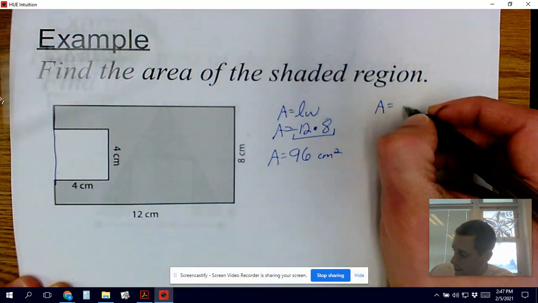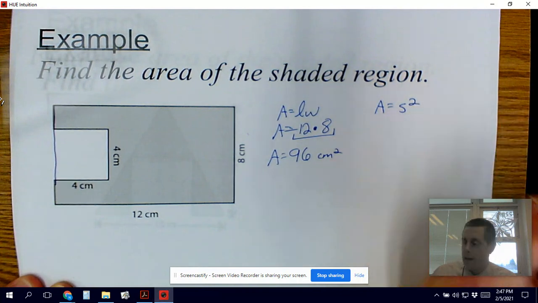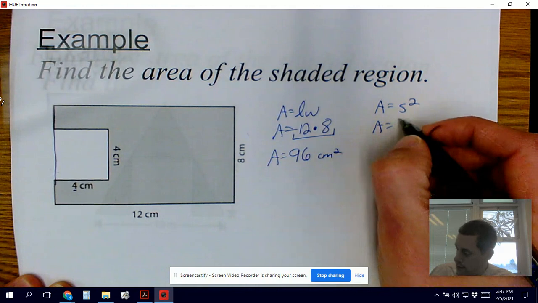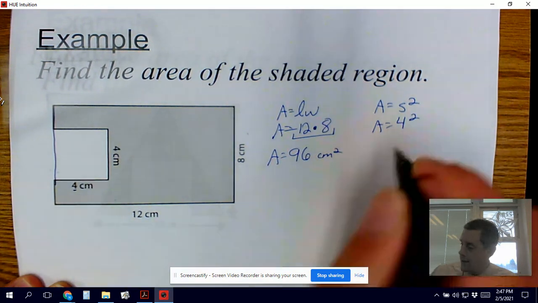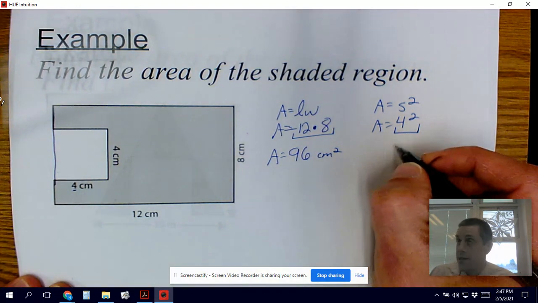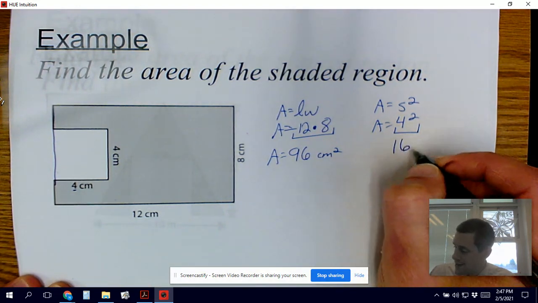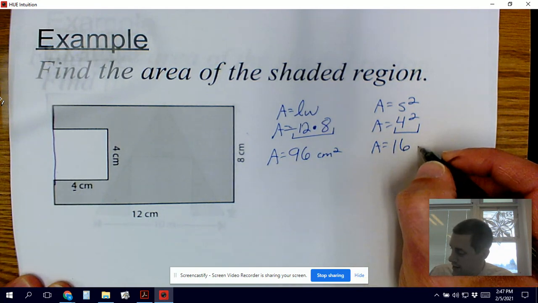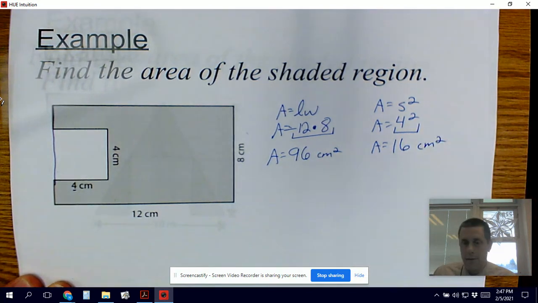So let's copy down our formula for area of a square. Area equals s to the second power. The side length of this square is 4 centimeters, so I'm going to plug that into s. Now I'm working out my formula. 4 to the second power means 4 times 4, which is 16. So that missing square at the end of our rectangle has an area of 16 square centimeters.